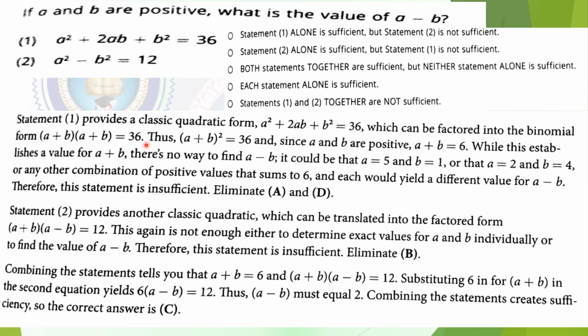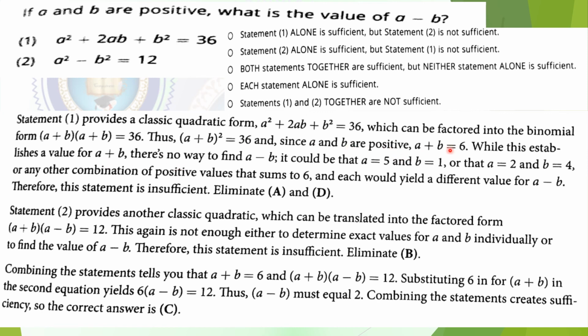The first statement provides a classical quadratic form: a square plus 2ab plus b square is equal to 36. This is simplified as a plus b into a plus b equal to 36. By the formula, a plus b whole square is a square plus 2ab plus b square, so a plus b whole square is equal to 36. Since a and b are both positive, a plus b is the square root of 36, which is 6. Then you can determine the value of a plus b.